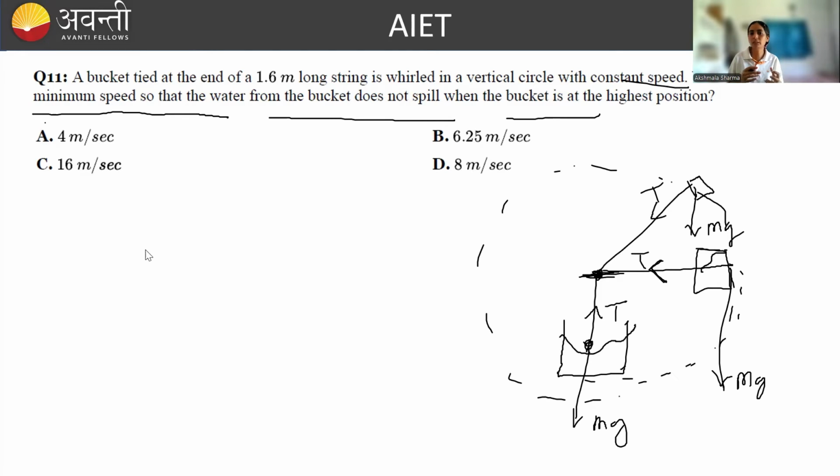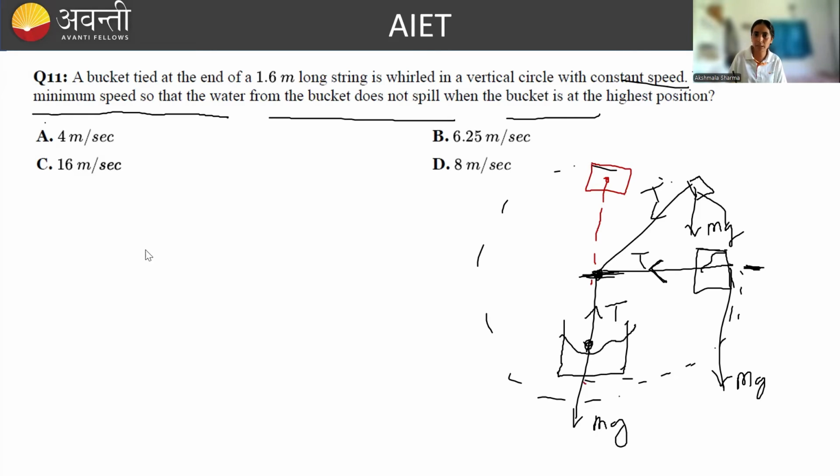Mg at the bottom will be away from the center, and at any other position, it will have a certain component towards the center, except here. Here there will be no component. So centripetal force here can get provided by two forces, that is tension and gravitational force. Now, why is there a chance that water will spill out? Water will spill out if the velocity of this bucket becomes 0, and there is no force as such present to provide the necessary centripetal force, even if velocity is not becoming 0.